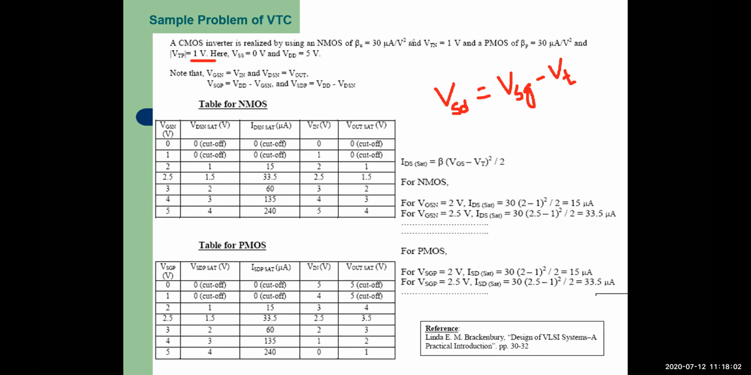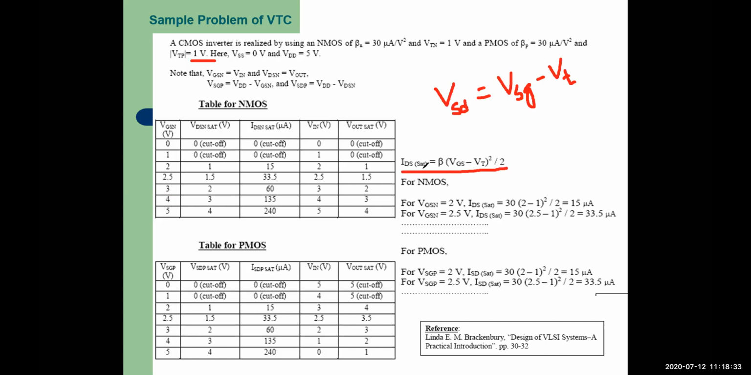So fortunately, we are having the equal values. So that is a fortunate case. But if you are not fortunate enough, you will get different values. But normally they are kept equal. So 0 minus 1 will be 0. 1 minus 1, 0. 2 minus 1, 1, 2.5 minus 1, 1.5, 3 minus 1, 2, 4 minus 1, 3, 5 minus 1, 4. Now for ISD, you will be using the same formula.